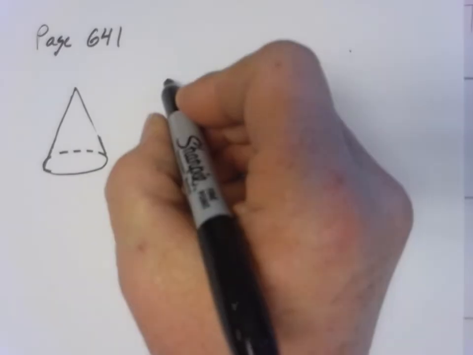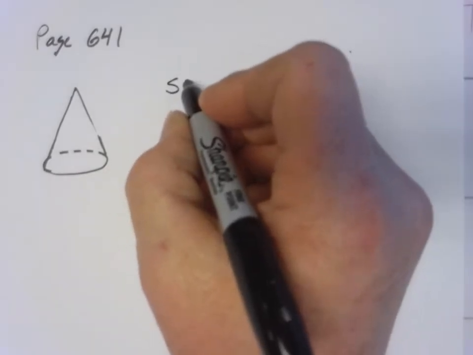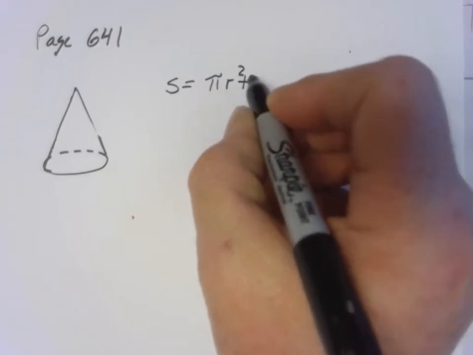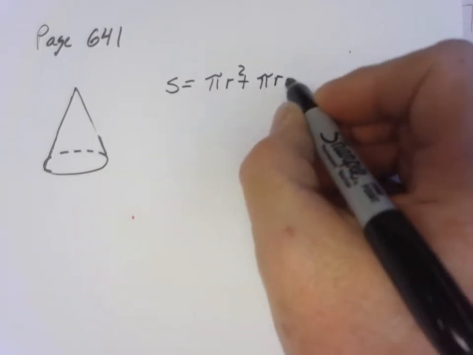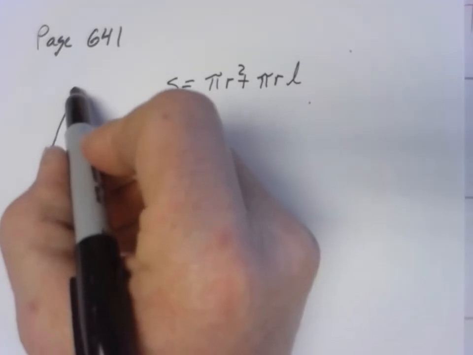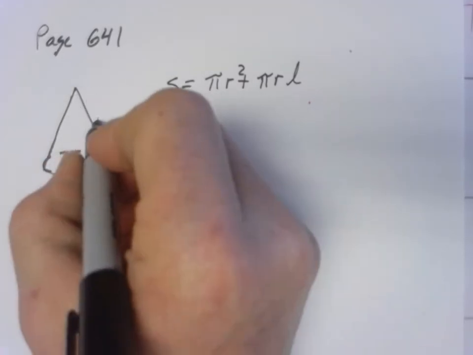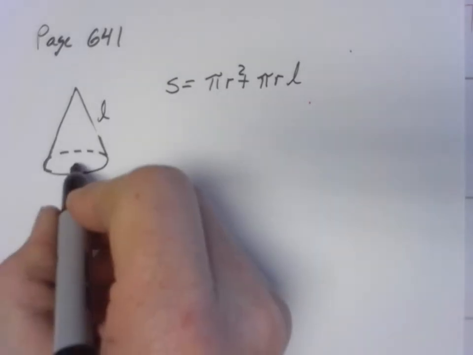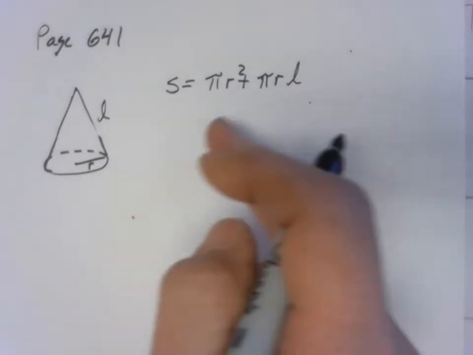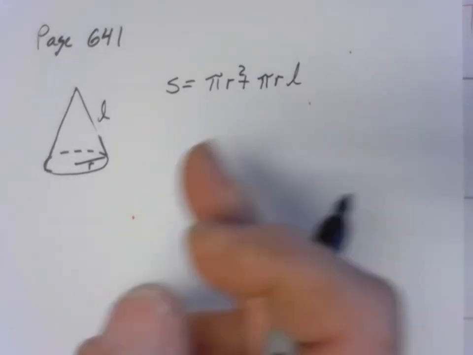This formula says the surface area of a right cone is pi r squared plus pi r L. And I'm not sure if you know what the L is. You should if you just looked at page 641, but that's what we call the slant height. It is the distance from our vertex down to this point right there. So there's our slant height, and then our radius right there. All we have to do is plug the parts in and work it out.